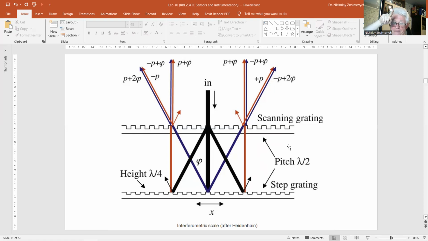phi proportional to pi times n times p over lambda, where n is the order of diffraction. The same holds for the two diffracted beams from the scanning scale. When they hit the step scale, 3 diffracted beams result with the same phase shift.